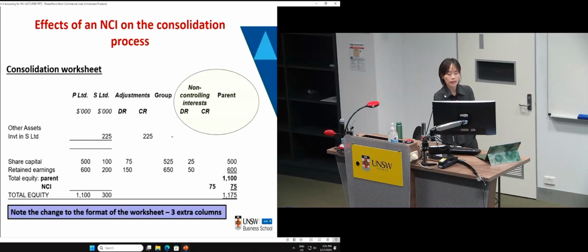Now, where an NCI exists, having determined the group position, the equity must be divided into two parts, right? The NCI share and the parent's shareholders' share. So we are going to get the NCI share first and subtract that balance from the group balance, and you will get the parent shareholders' share. Okay. Now let's take share capital as an example here.